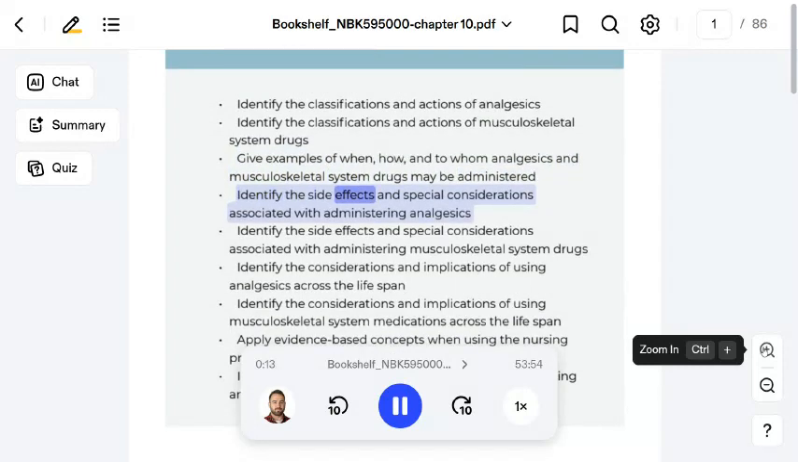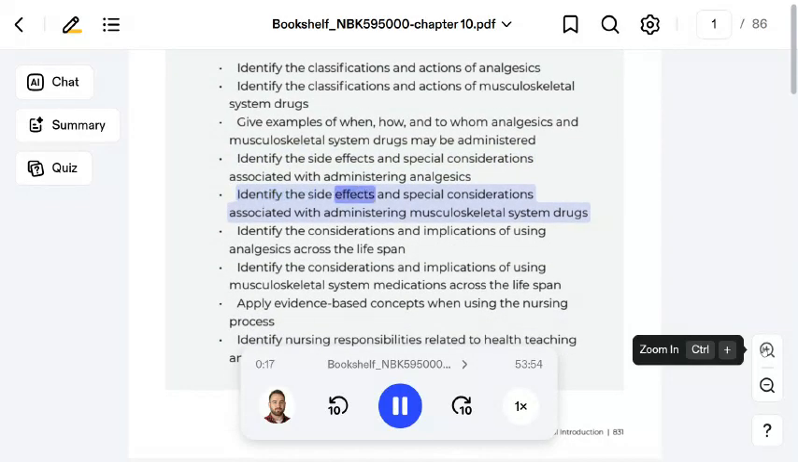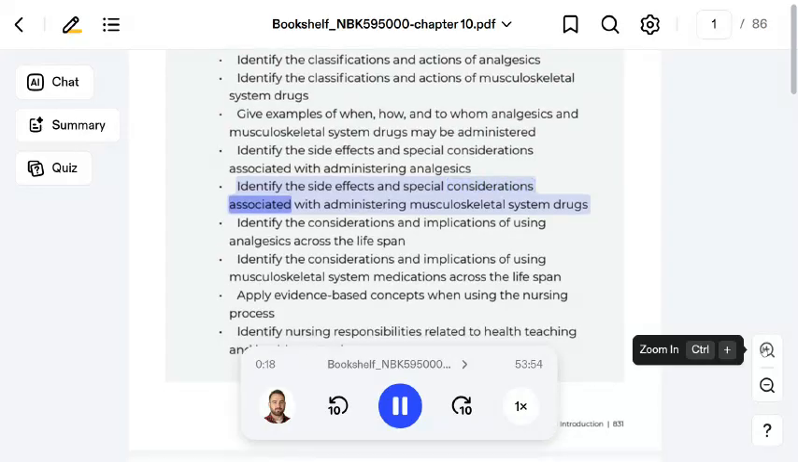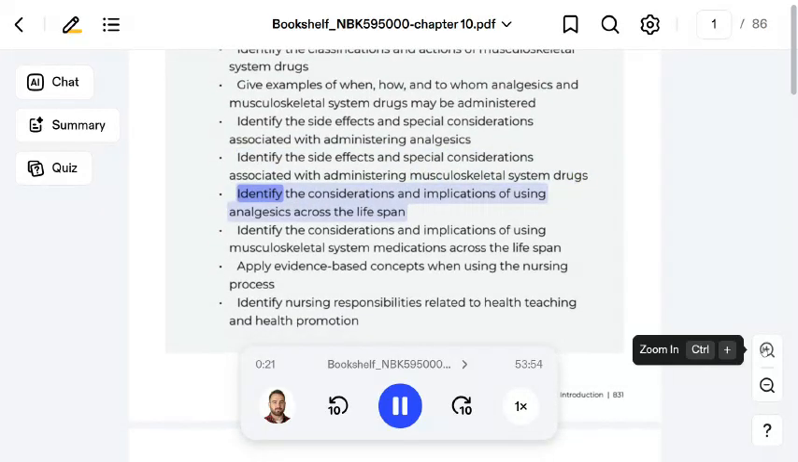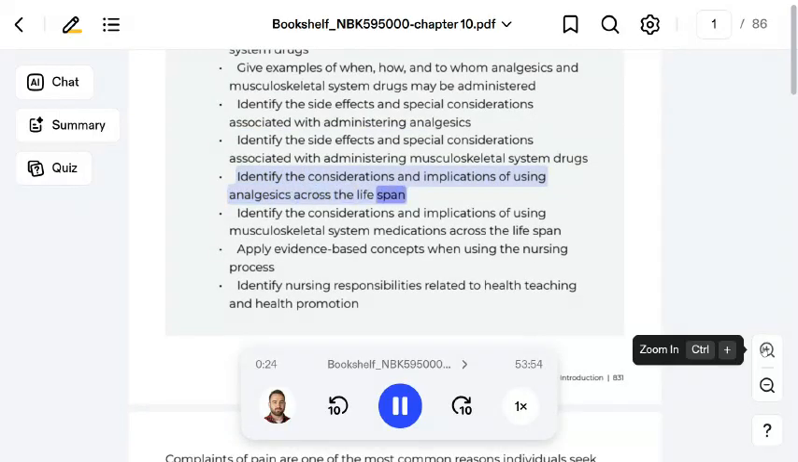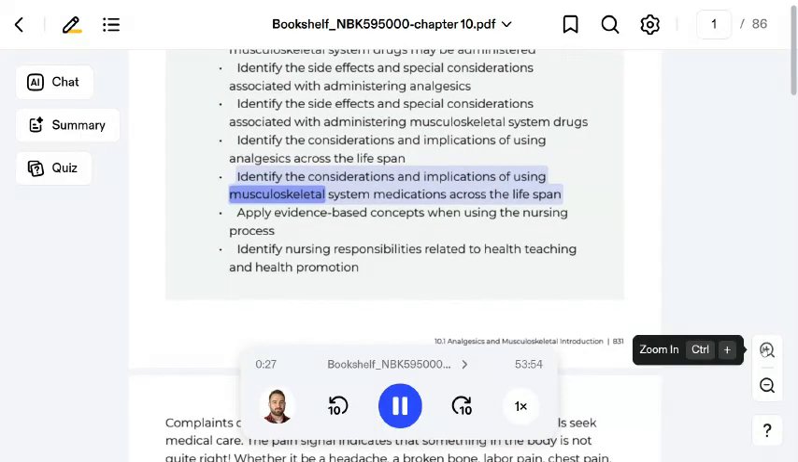Identify the side effects and special considerations associated with administering analgesics. Identify the side effects and special considerations associated with administering musculoskeletal system drugs. Identify the considerations and implications of using analgesics across the lifespan. Identify the considerations and implications of using musculoskeletal system medications across the lifespan.